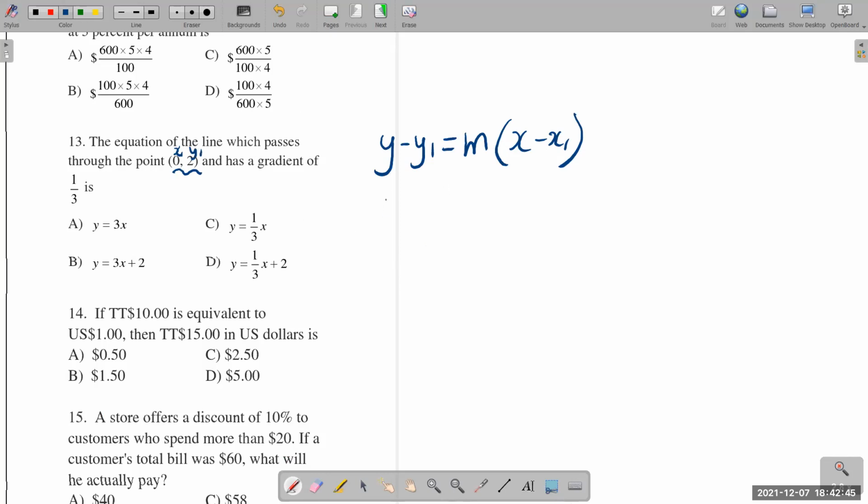So we're going to end up with y minus, what is y1? I just told you here. Which one is the y1, the 0 or the 2? So it's going to be y minus 2 equals m.